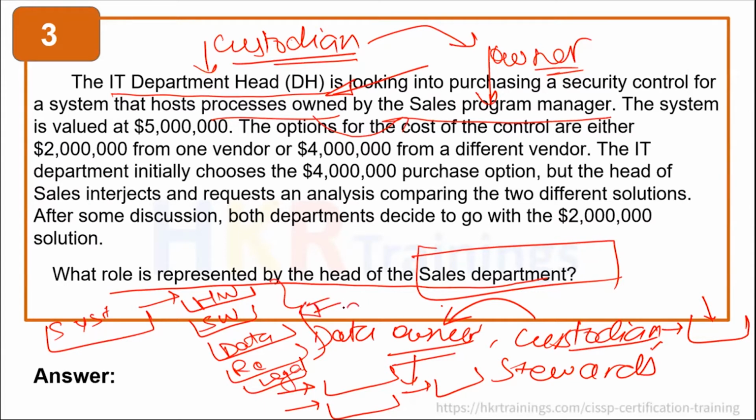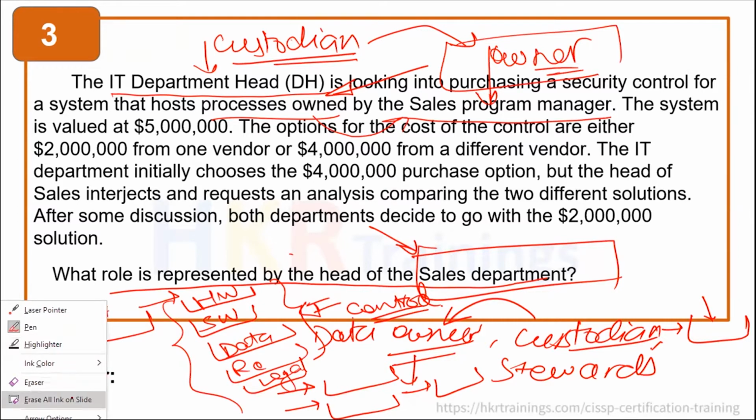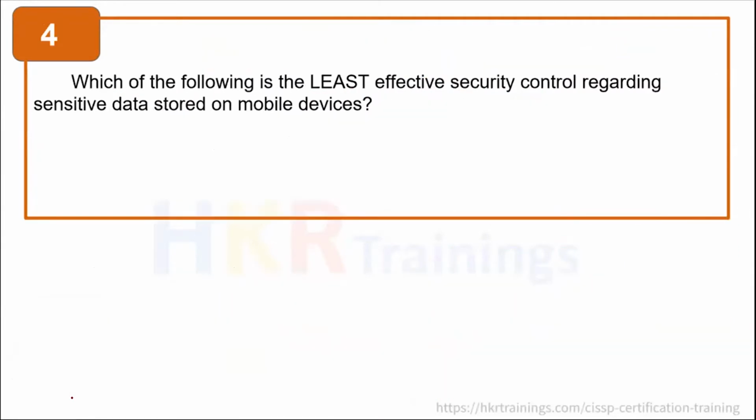And whenever we choose a control to reduce the risk to acceptable levels, we see that the control never exceeds the cost of the system itself. So what we are talking about is the role of the sales department head in this case. He's an owner, basically a business owner. So business owner will be the right answer for this question. Moving on to the fourth question.